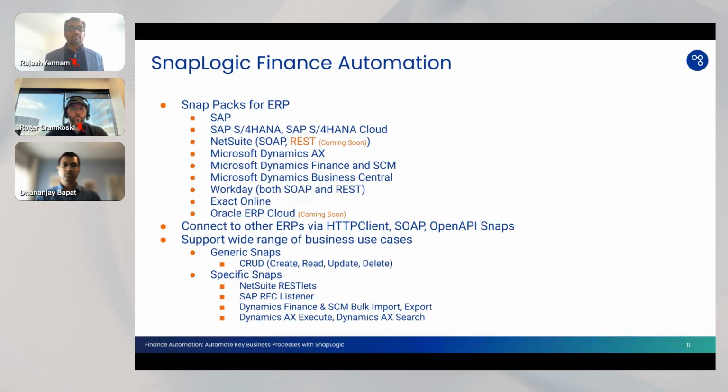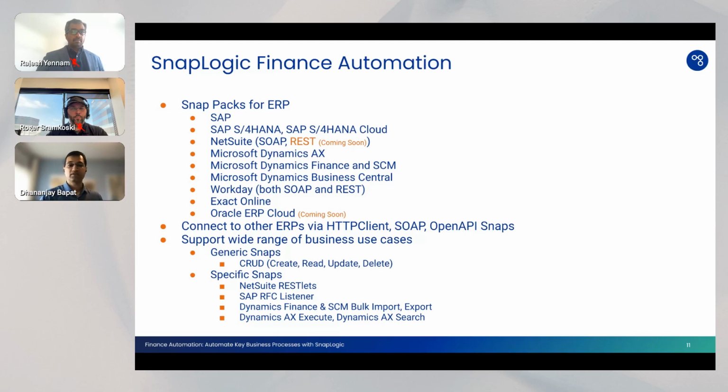And then here are some solutions specifically for finance automation. So we have a number of snaps for ERP systems. Regardless of the ERP system that you use, we likely have a connectivity or a pre-built snap for it. Starting with SAP ECC, which is a legacy system, to their modern ones like SAP S/4HANA, both on-premises and the cloud version. NetSuite we support with the SOAP API, as well as the REST API, which is coming soon.